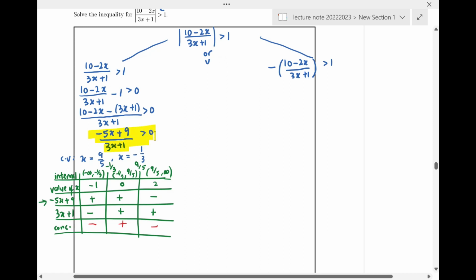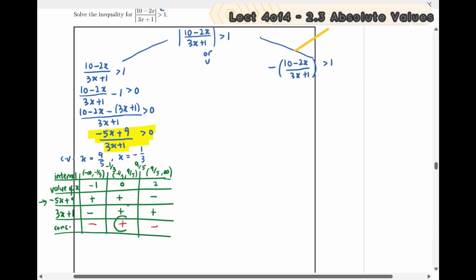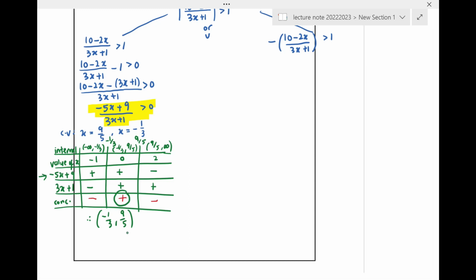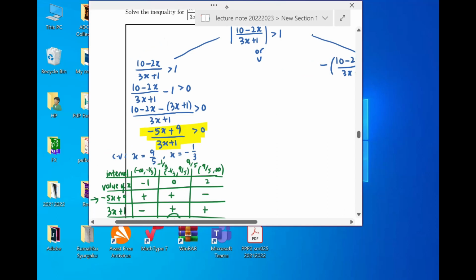So we want the one greater than 0, meaning that we want the positive one. So the answer for the first inequality is actually from negative 1 over 3 up till 9 over 5. So we stop here first. This is not the final answer because we have yet to combine the answers later. So we go to the second one, the negative part.